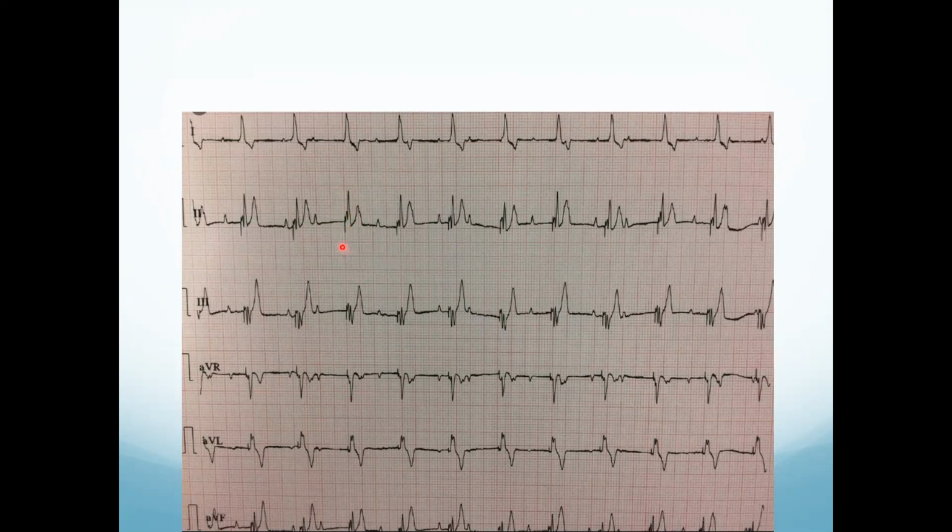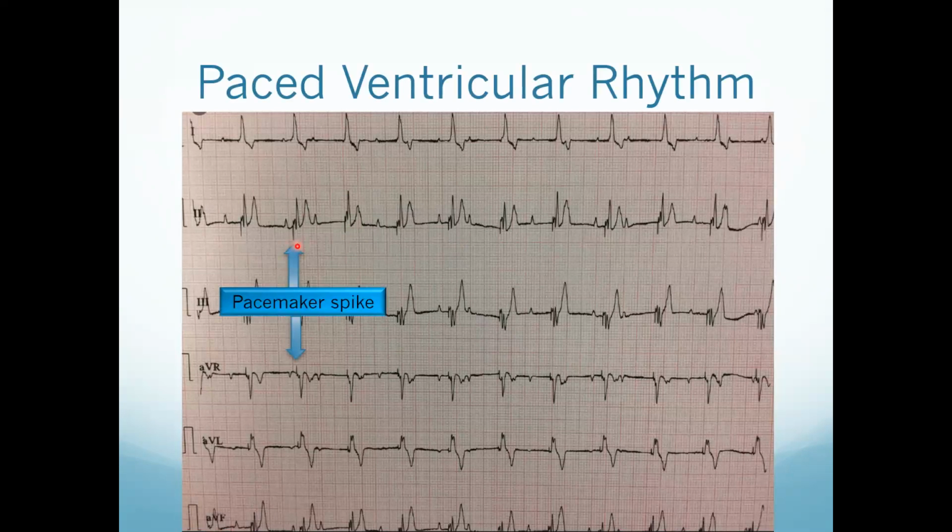How we know this is a paced ventricular rhythm is because we have a spike. Okay, this is a pacemaker spike, and you get a sharp spike of activity, which is then followed by the QRS, and then this is a T wave in this example. Now the QRS morphology will be different depending on whether it's an epicardial or endocardial pacemaker, but they'll all have spikes.